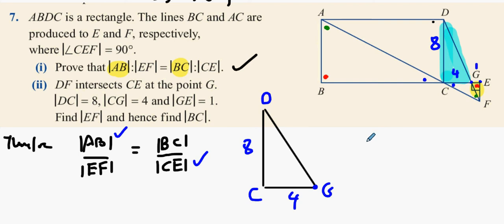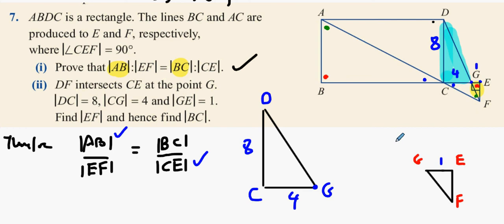Now imagine G is, and then I'm going to make a GEF, the really tiny triangle. I'm going to make that a bit bigger, just for the sake of being able to see angles. So that's G, E, and F. Now, we know that this is 8 and 4, and we know that G to E is 1.